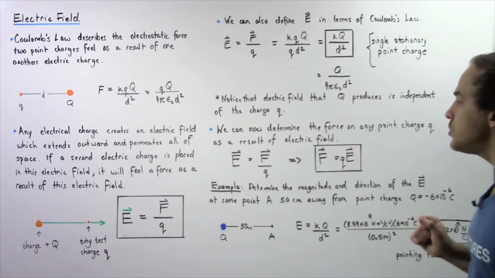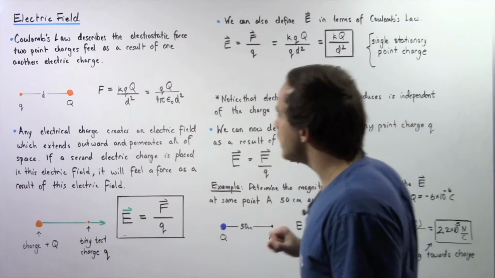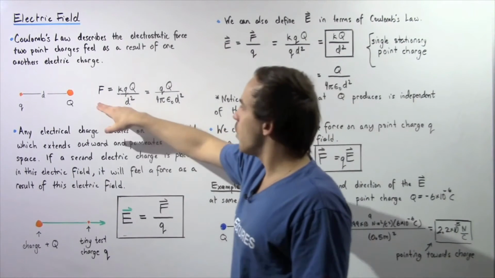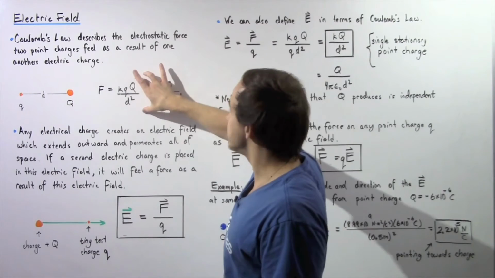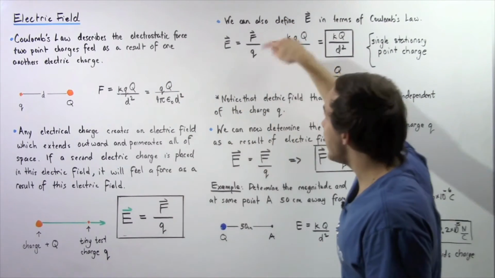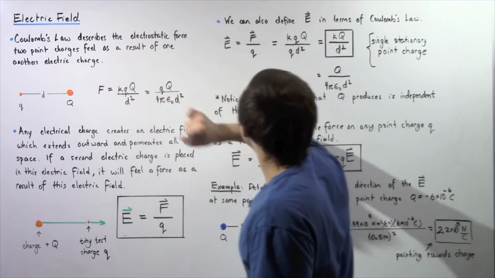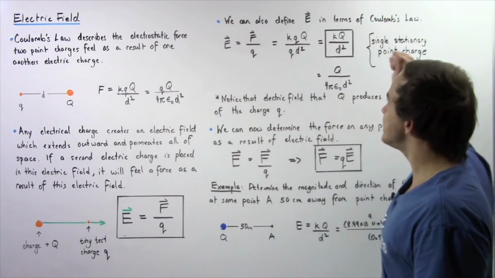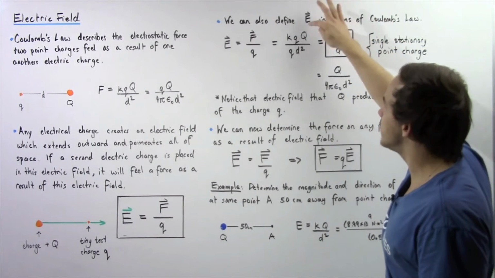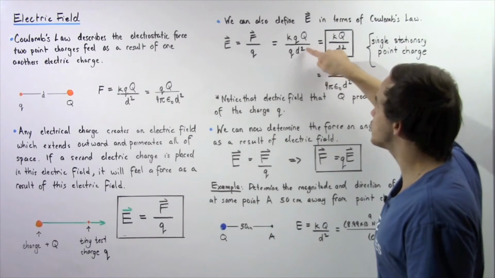Now, we can also define our electric field in terms of Coulomb's law. So notice force is equal to this quantity. So we can replace this force that we got in this equation with the following result. So our force is equal to k multiplied by lowercase q multiplied by uppercase Q divided by d squared.